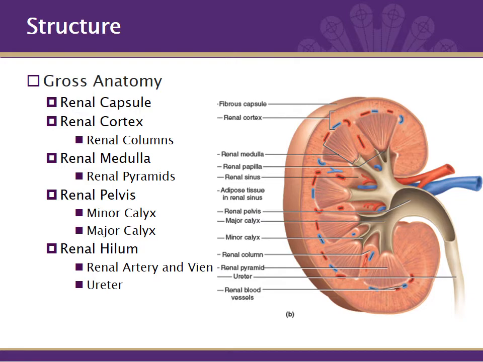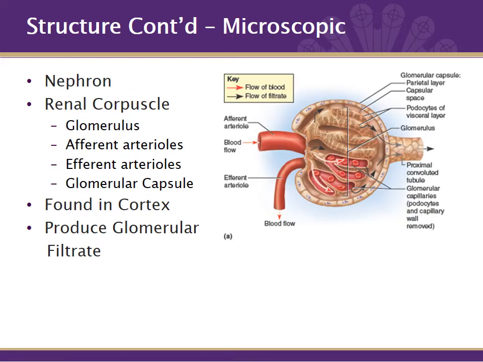At the tip of each pyramid, there is a small funnel-like structure called a minor calyx. When two or more minor calyces merge, they form a major calyx. When two or more major calyces merge, they form the renal pelvis. The renal pelvis leads to the ureter, which carries urine out of the kidney. The renal hilum is a space or opening that allows the pelvis, renal vein, and artery to enter and leave the kidney. The functional unit of a kidney is called the nephron.